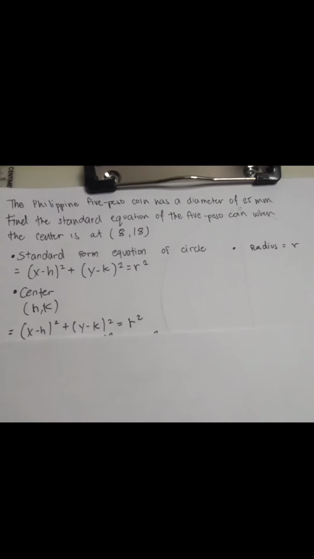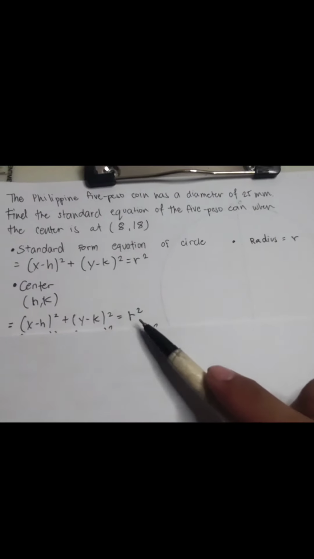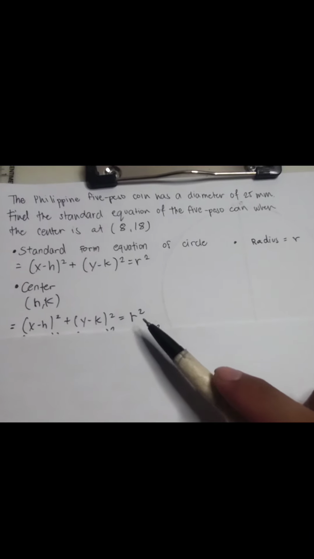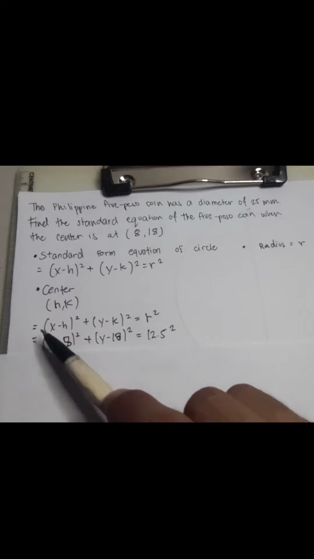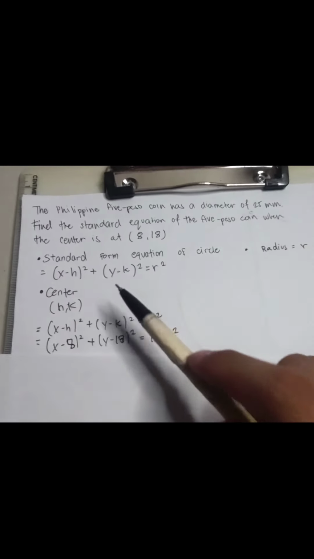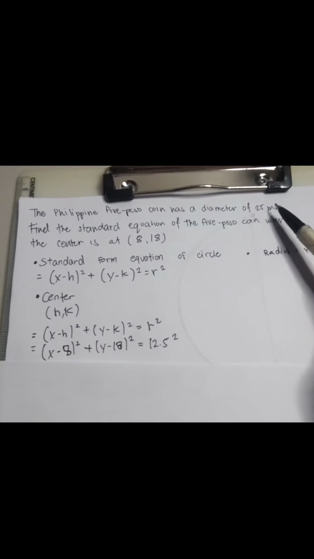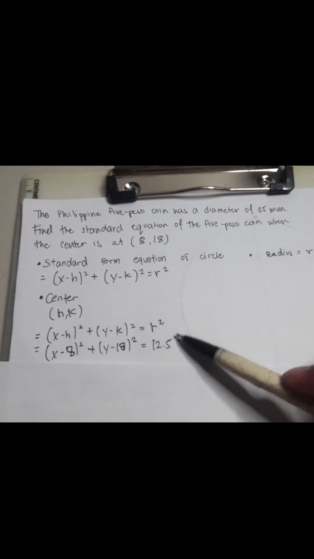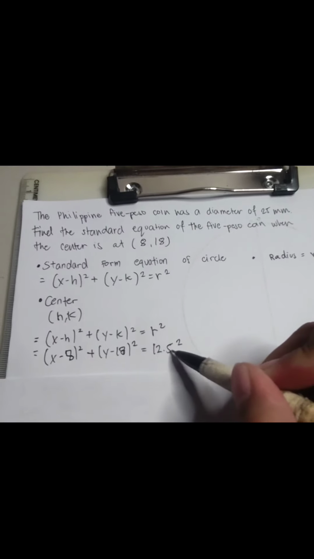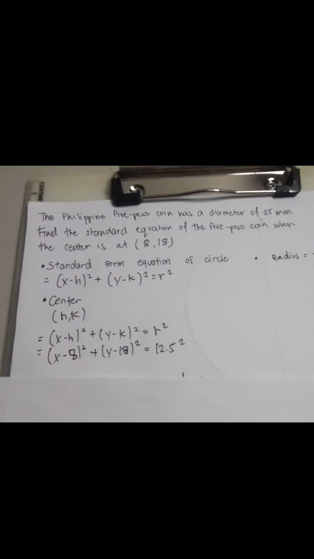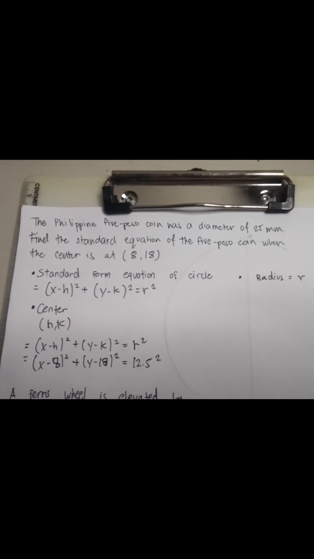After that, we need to identify our h, k, and r or radius, and we need to derive it. As you can see, 8 is h, 18 is k, and our radius is 12.5 from 25 mm. And that's the step on how we could solve this problem.